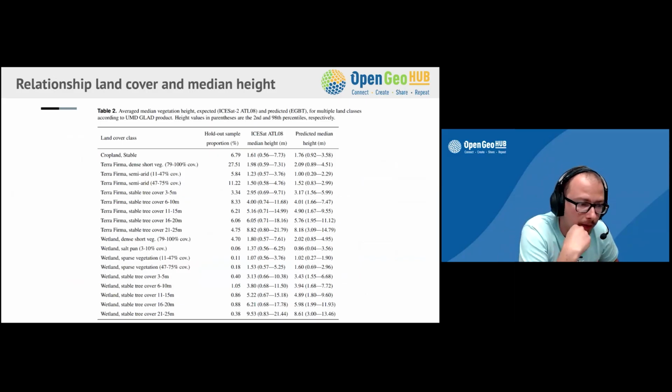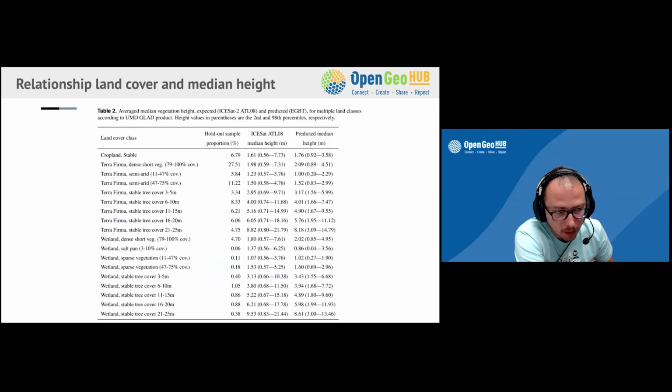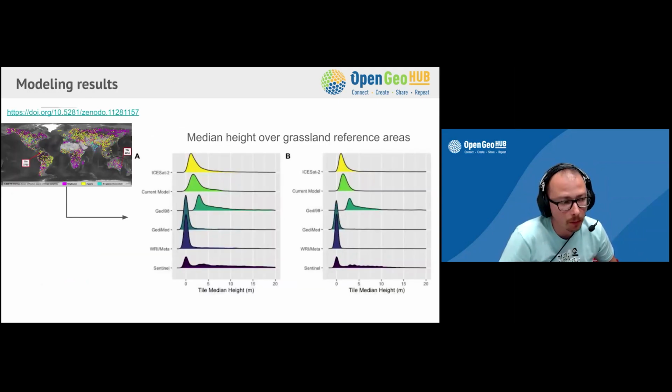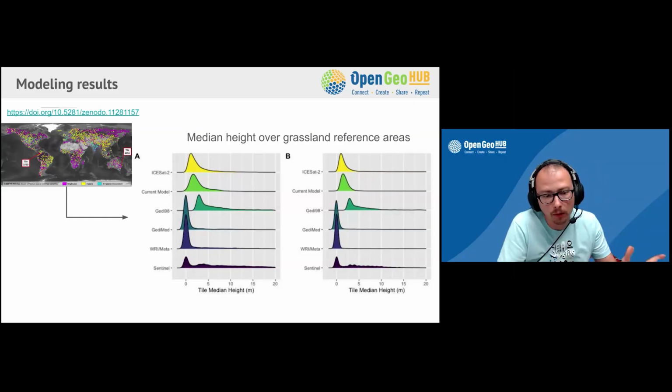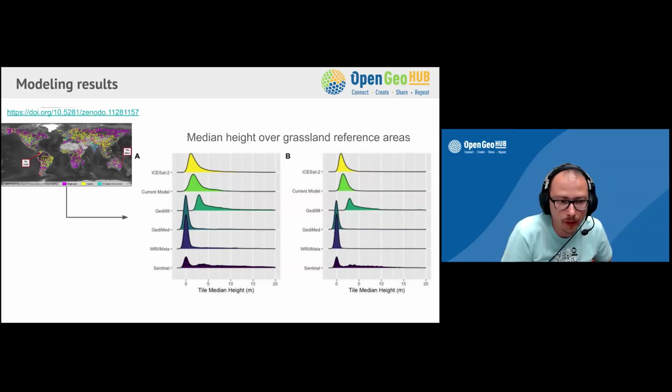So basically here we can see the relation of the ICESat and the predicted mean. So we have different vegetation heights. We can see that for stable tree cover, the median height, for example, for stable tree cover between 3 and 5, according to GLAD, is pretty close to what we see with the median height in the ICESat data, and also in what we are predicting. So as Maria showed, we can also see that our heights are really close to the ICESat, and compared to other products, we actually cover a range that is not covered by most of the products using these kind of grassland reference areas. Next slide.